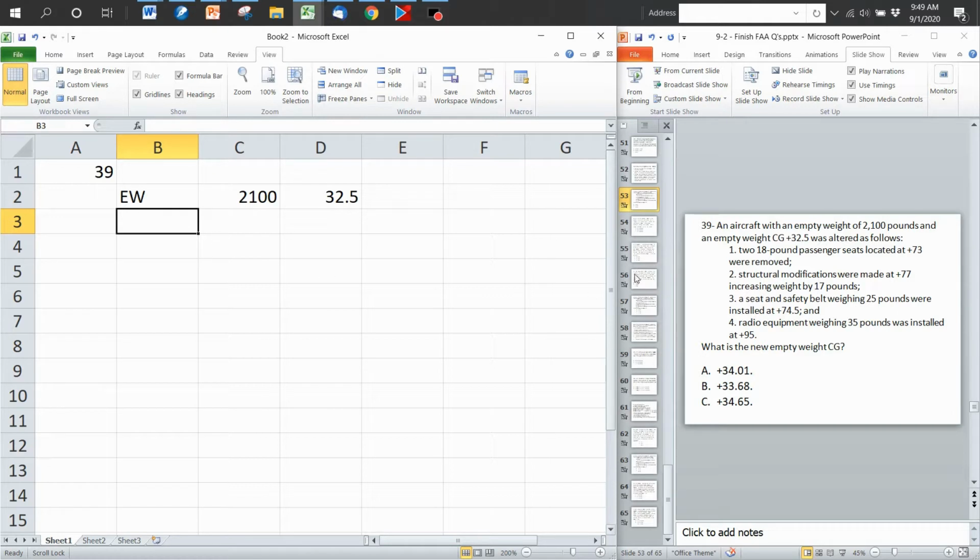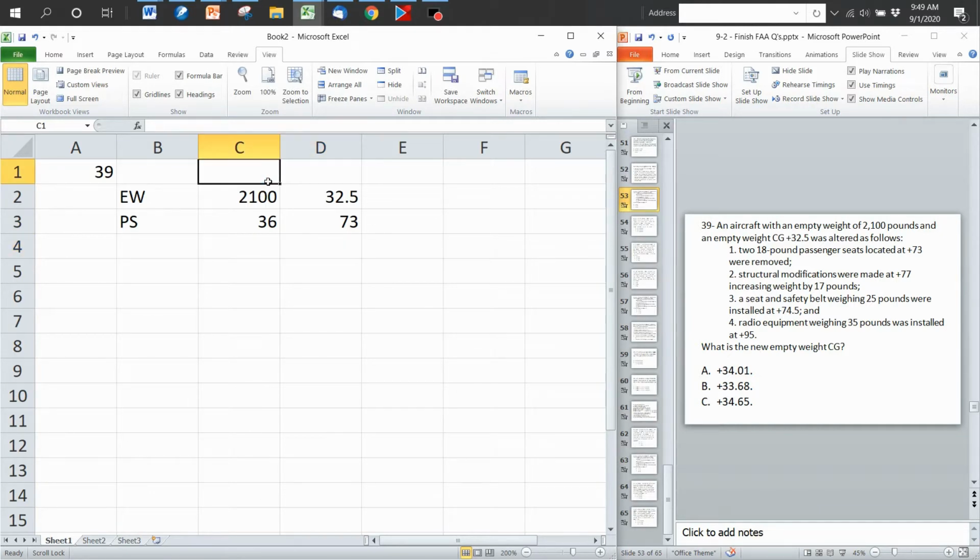We have two 18-pound passenger seats, and this is a spot where your command of the English language is important, because these passenger seats, there are two separate ones of them, and they are 18 pounds each. And I can either put two lines on there, or what I prefer to do is lump the two 18-pound seats together into a 36-pound seat, because they're located at the same spot, 73 inches.